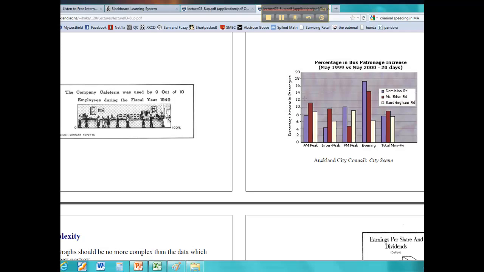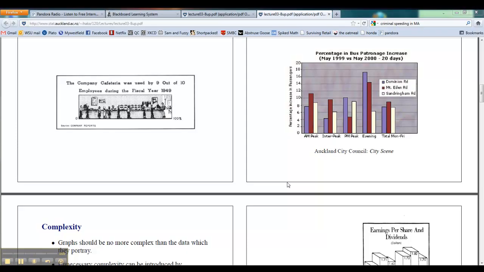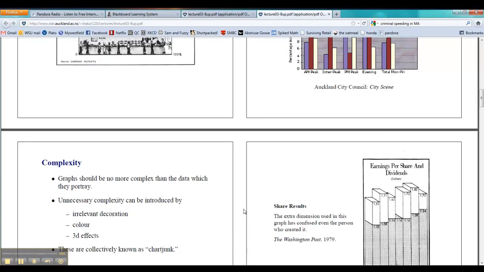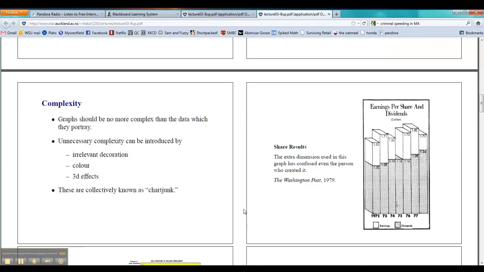This is a good graph because it's clear. It has clear axes labeled. It has a nice legend, and it's very legible. So this is a good graph. It's important to talk about complexity. Why are you not scrolling? Okay. Graphs should be no more complex than the data which they portray.